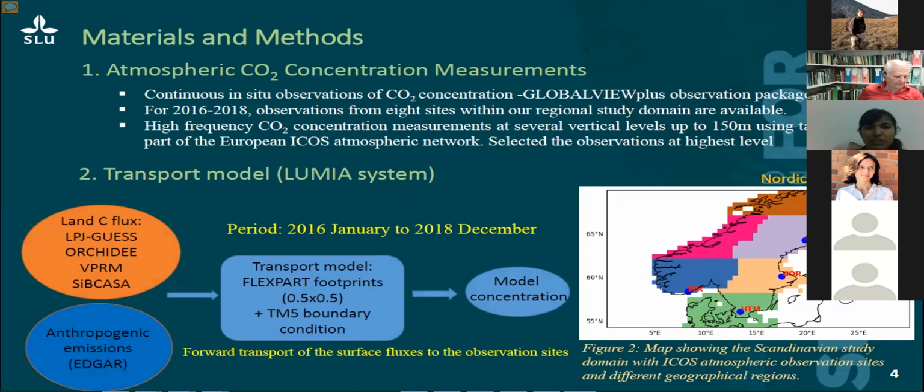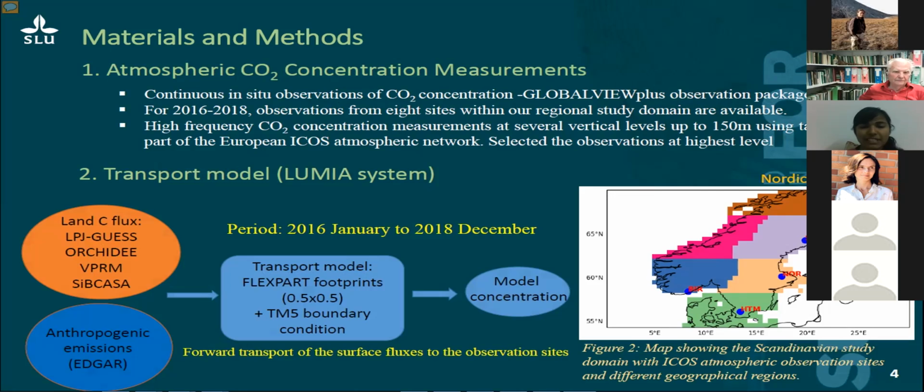And now coming to the concentration observations. For the observed concentration, we have different ICOS stations within the Nordic domain. So this is the map. During our study period, from 2016 to 2018, observations from 8 sites within the study domain were available. They are high frequency CO2 concentration measurements, available at different levels, and we use the one from the topmost level at each station. The processed information is available through the GLOBALVIEWplus product.